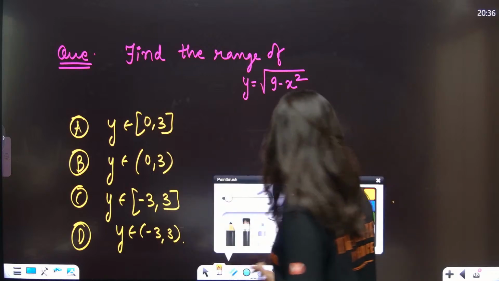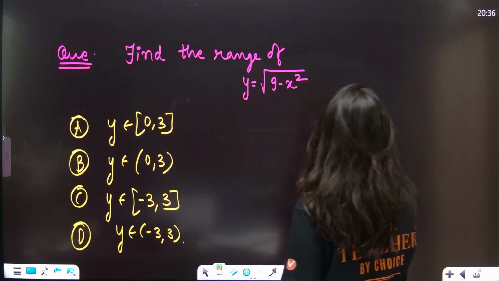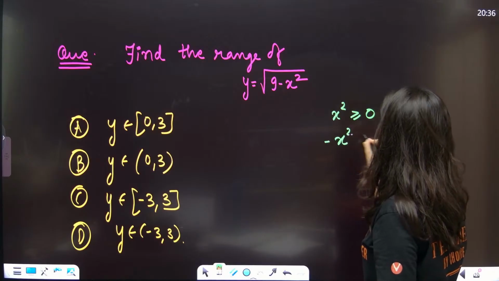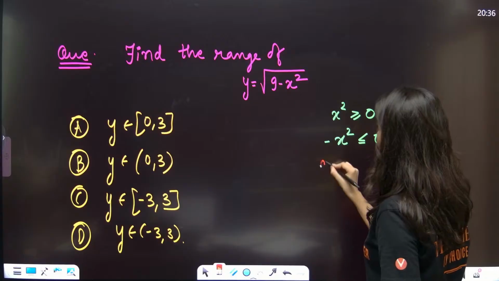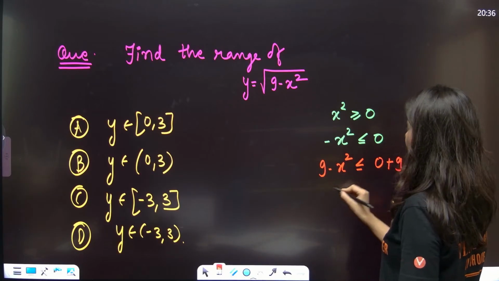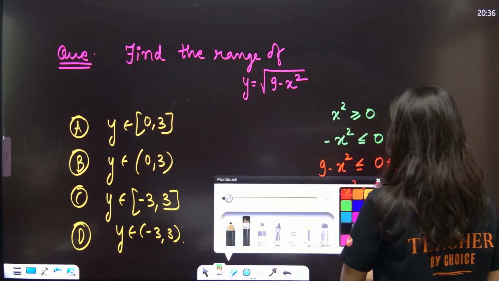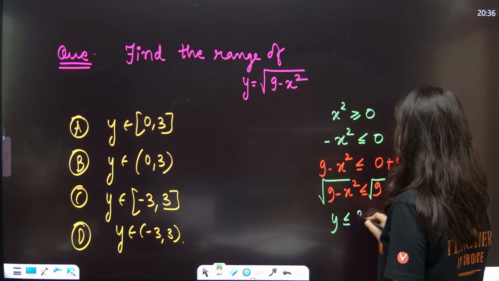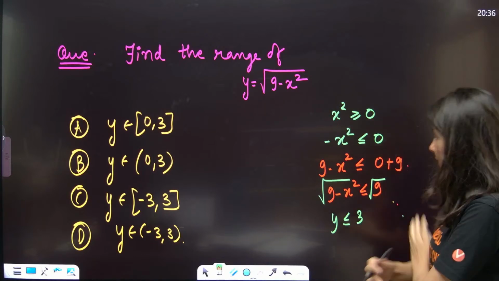So again, let's do it with this method. Just tell me, x square will be greater than or equals to 0 again. But can you see we need minus x square. So minus x square will be less than or equals to 0. Now you add 9 to both sides of the inequality. 9 minus x square is less than or equals to 0 plus 9. So 9 minus x square is less than or equals to 9, and you just have to put a square root. So y is less than or equals to what? 3. Y over here is less than or equals to 3.